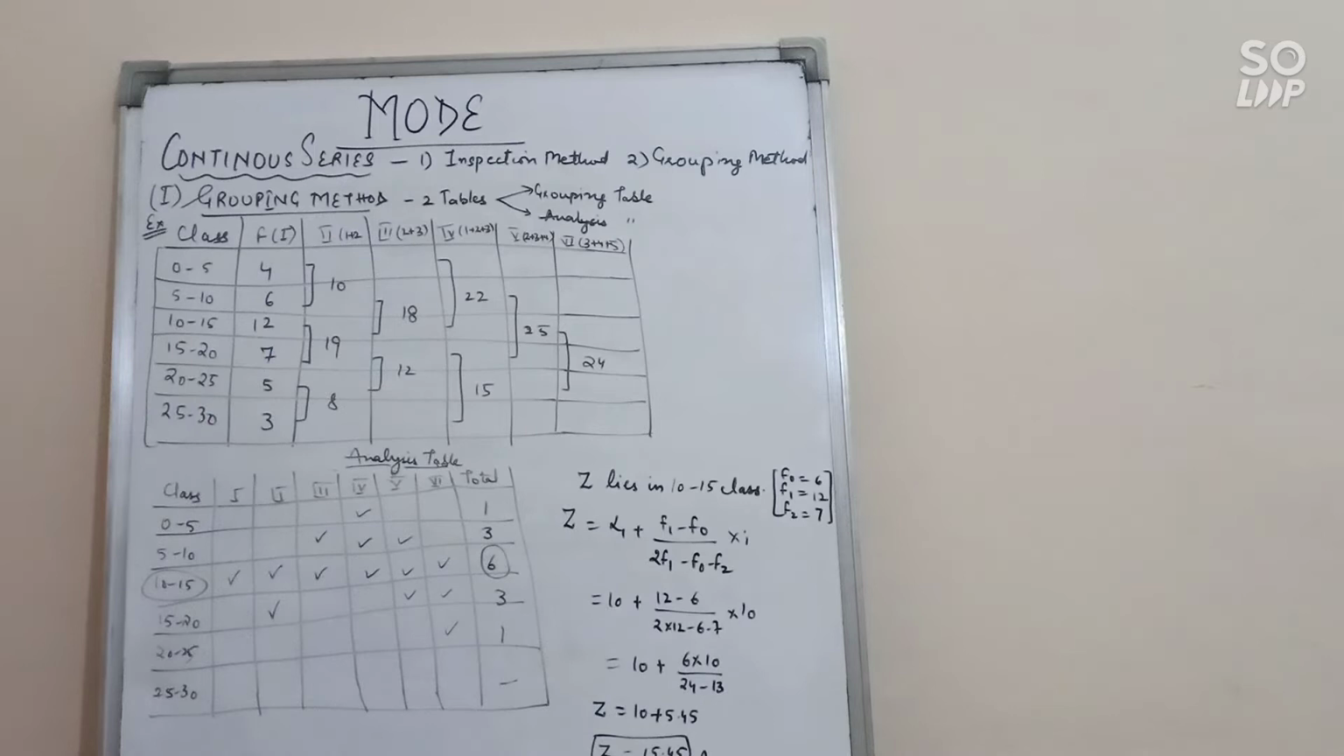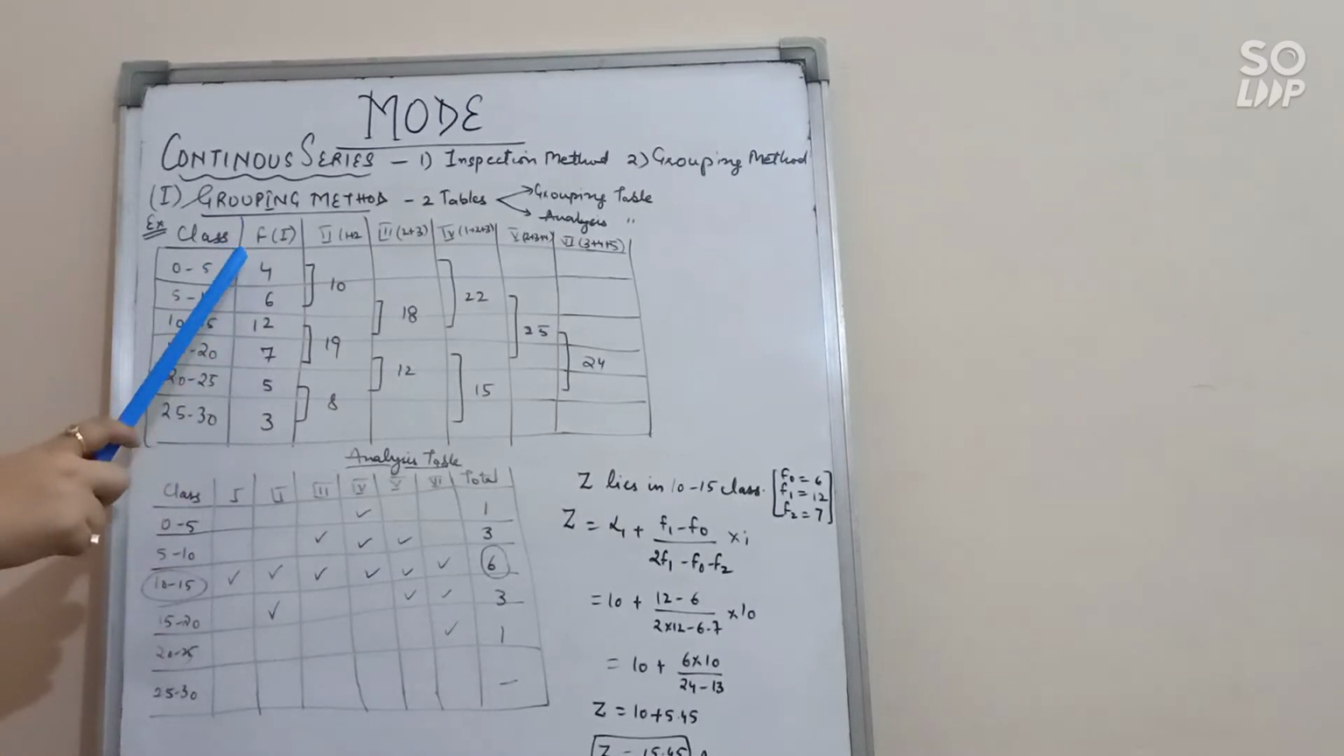For the third column also we will make groups of 2 values, but we will start with the second value. So you leave the first value. Start with the 6: 6 plus 12, 18; 7 plus 5, 12; and 3 we don't have any pair, so leave this value. Clear? Now for the fourth column we will make groups of 3 values.